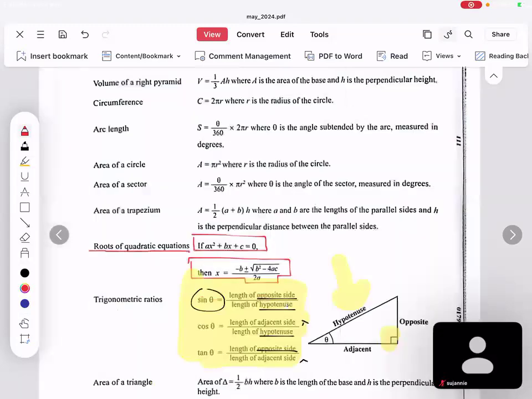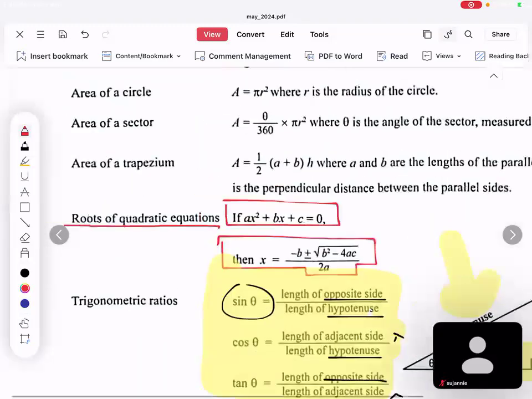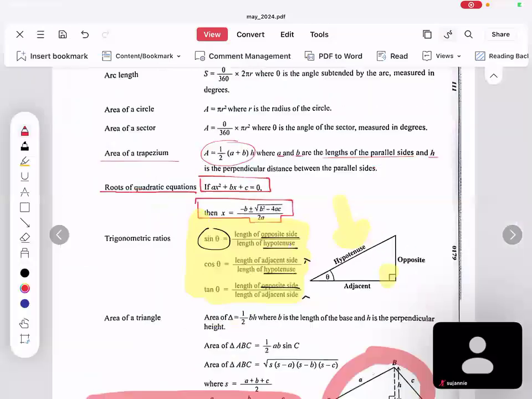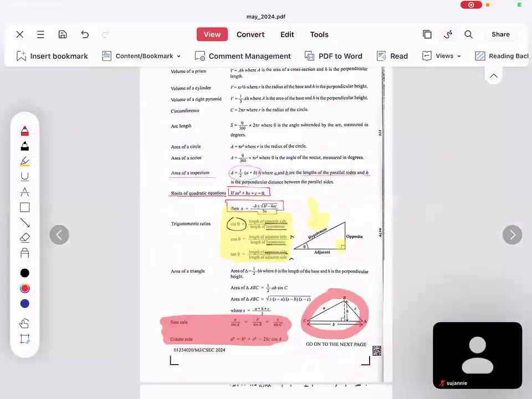Do we see anything? Oh yes, we do. Look at that. Area of a trapezium is A equals half times A plus B times H. Let's look at what they say about A and B. So A and B are the lengths of the parallel sides, and H is the perpendicular distance between the parallel sides. All right, so they say A and B. Let's write down the formula.